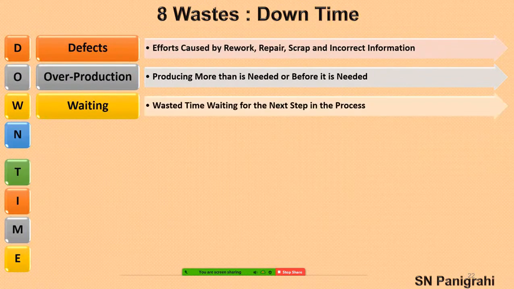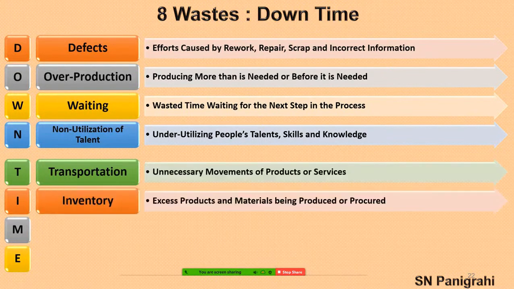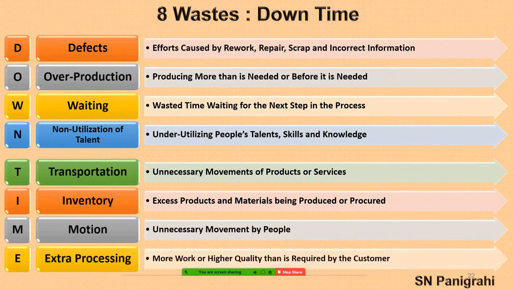And waiting time, yes, it is a waste again, because we have to wait for the next step. And non-utilization of talent, this is where they added one more waste. Originally there were 7 wastes, and this 8th waste is non-utilization of talent. Non-utilization of talent means you are extra qualified and have skills, but you are not utilized fully and are underutilized, which is a waste. Then there is transportation, extra inventory, extra movement in the process, or extra processing. All these things are treated as waste. So these are the DOWNTIME, related to the 8 wastes.